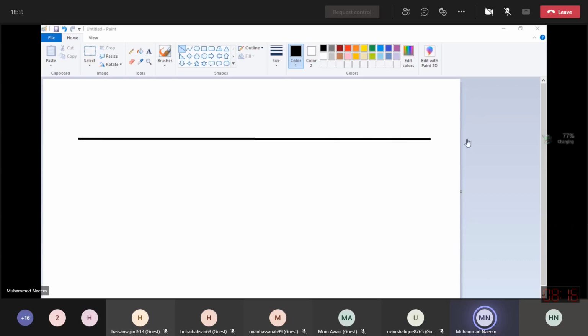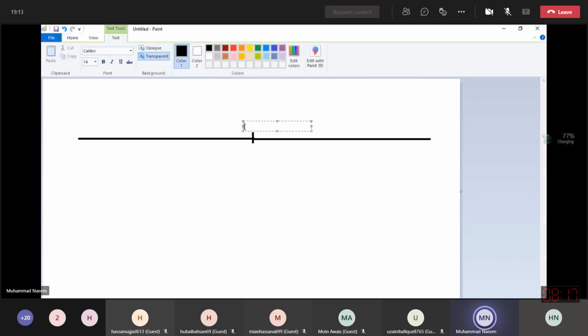So first of all, what is the median? Median is actually a point which divides the data into two halves. So this one is the median.